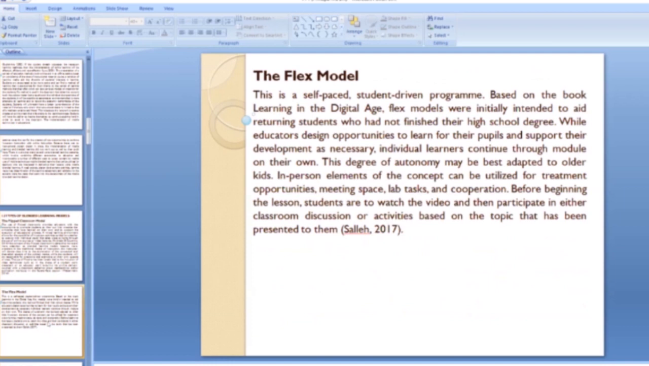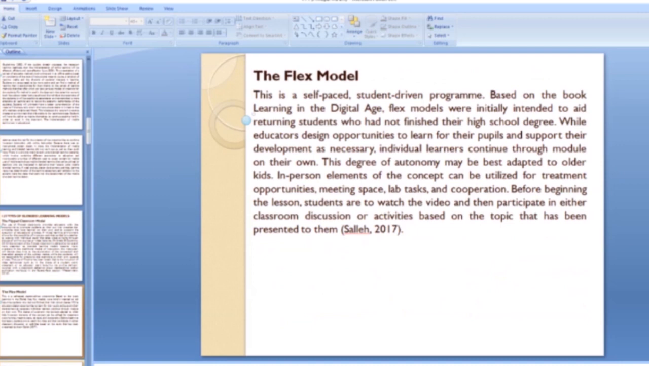The next model is the FLAX model. This is a self-paced, student-driven program based on the book Learning in the Digital Age. FLAX models were initially intended to aid returning students who had not finished their high school degrees, where educators design opportunities to learn for their pupils and support their development as necessary, as individual learners continue through models on their own.